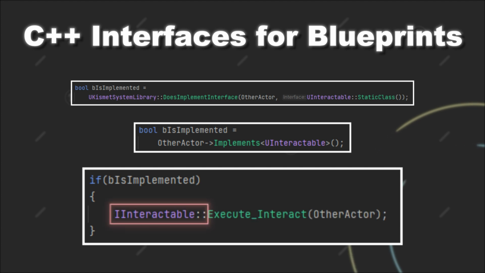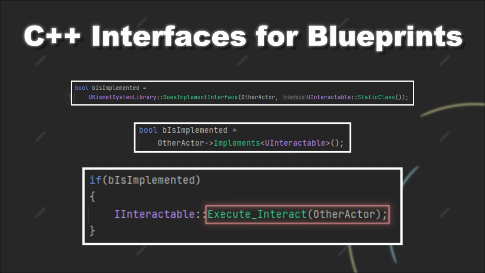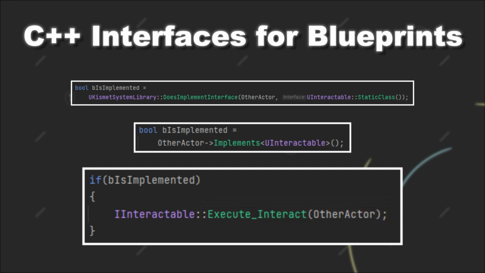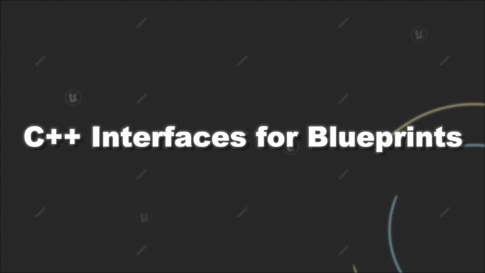First, you have to address the interface and then call Execute underscore and the name of your function. As a parameter, you have to pass in the object you want to call the function on. And if you have followed the steps before, this will call the functionality that you have provided in C++ and Blueprint. With that, you should be ready to use C++ interfaces in connection with blueprints.